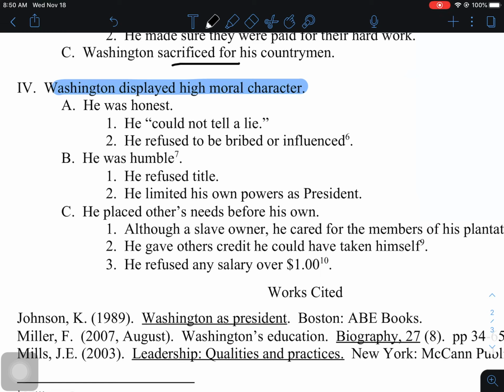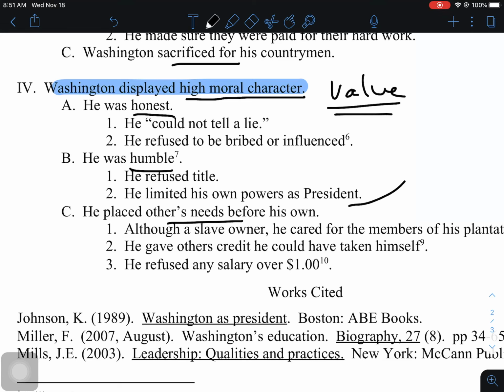Now, in this last one, you'll notice that I'm making the claim that he displayed high moral character. Well, again, I don't necessarily have a clear fact claim that I'm working on. I'm doing another kind of value claim. So I've got to make sure that it's either clear as I'm explaining this point what counts as good moral character, or as I go through and explain that he was honest, that he was humble, and that he placed others' needs before his own, that each one of those is a sign of high moral character. So as I'm delivering my speech, I might be able to explain what that criteria for moral character is, even though I didn't necessarily write out a separate point for it, right?